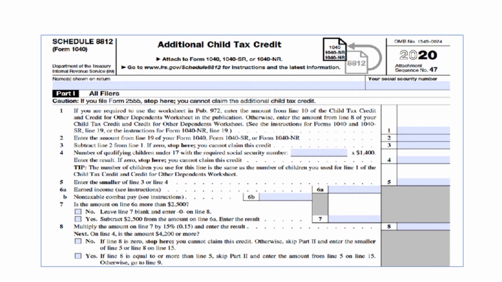And what about line 6A? This is where you'll include earned income. This amount comes from the earned income chart included in the instructions for Schedule 8812. So it really depends on whether you have earnings from self-employment and whether you're claiming the earned income credit, or EIC. And line 6B, if you or your spouse, if married filing jointly, received any non-taxable combat pay, you want to include it here. If you have non-taxable combat pay, you should find the amount on your form W-2 that you received from your military employer. It will be in box 12 of the form with the code Q. All right.